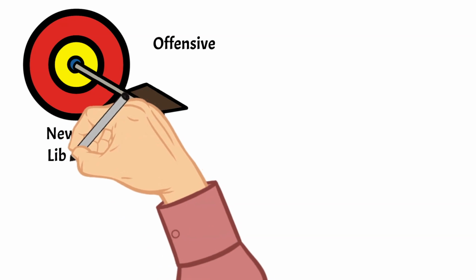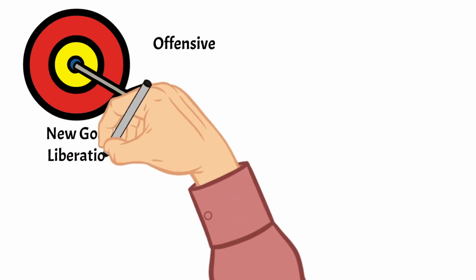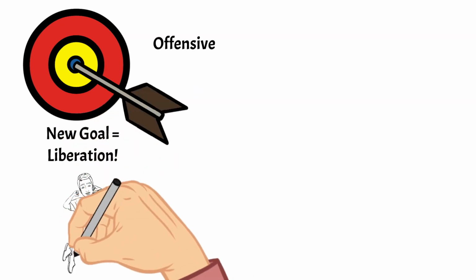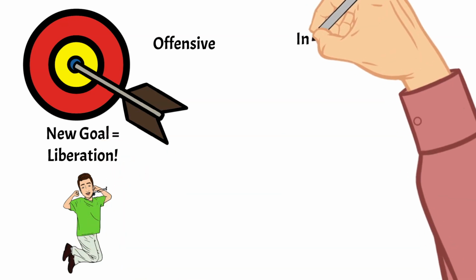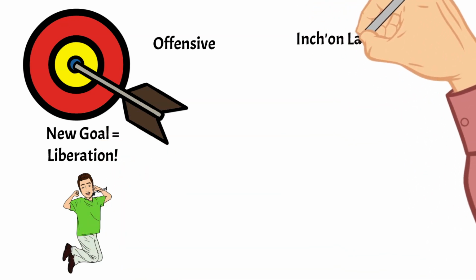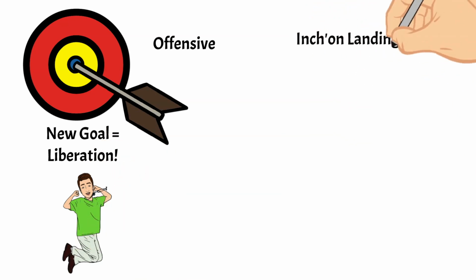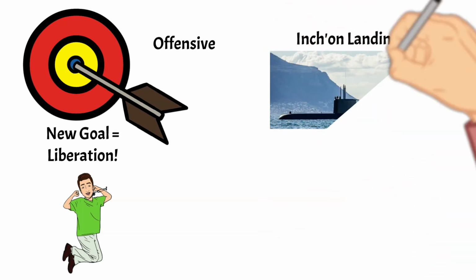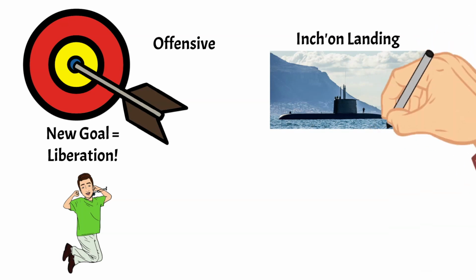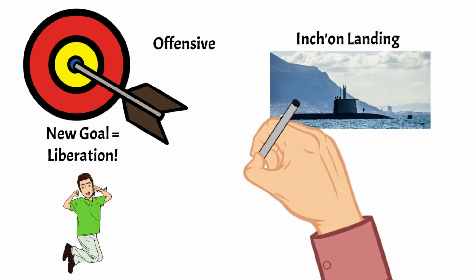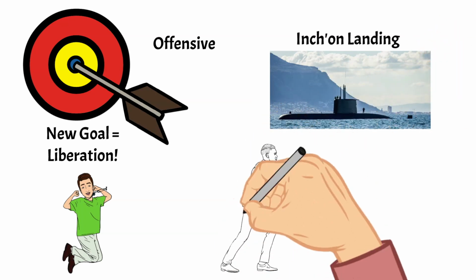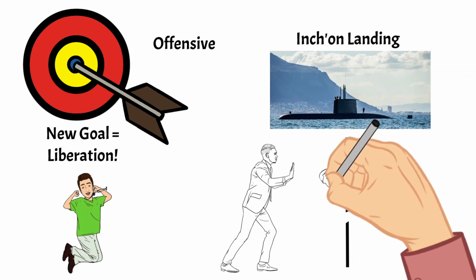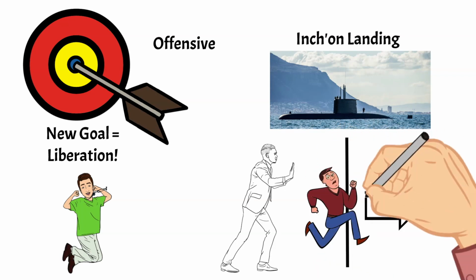Their new goal was to liberate or free the North from the communists. Initially, this new strategy was a success. The Incheon landing, an amphibious, which just means water, assault on Incheon, pushed the North Koreans out of Seoul and back to their side of the border.